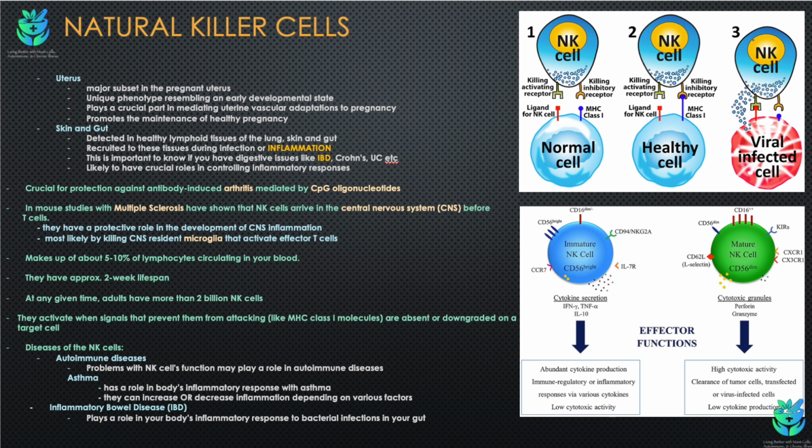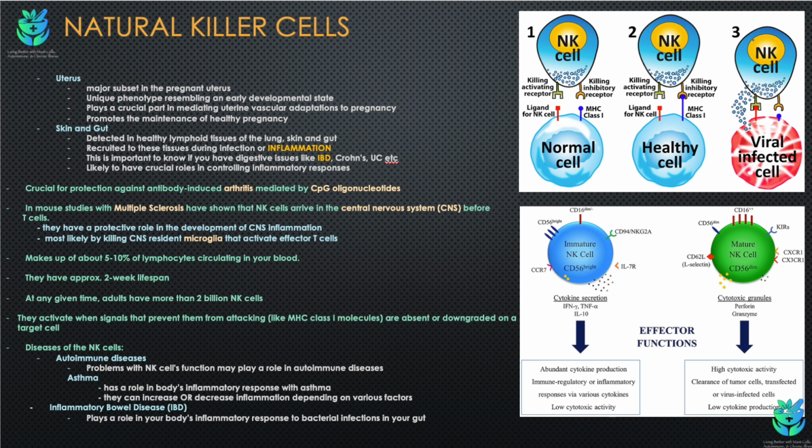In mouse studies with multiple sclerosis, they have shown that natural killer cells arrive in the central nervous system before the T cells. They have a protective role in the development of the central nervous system inflammation, most likely by killing the central nervous system resident microglia that activates the effector T cells. The natural killer cells are also crucial for the protection against antibody-induced arthritis.